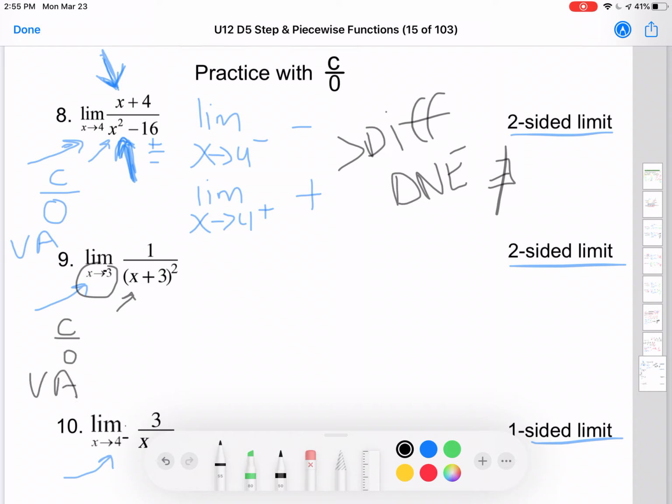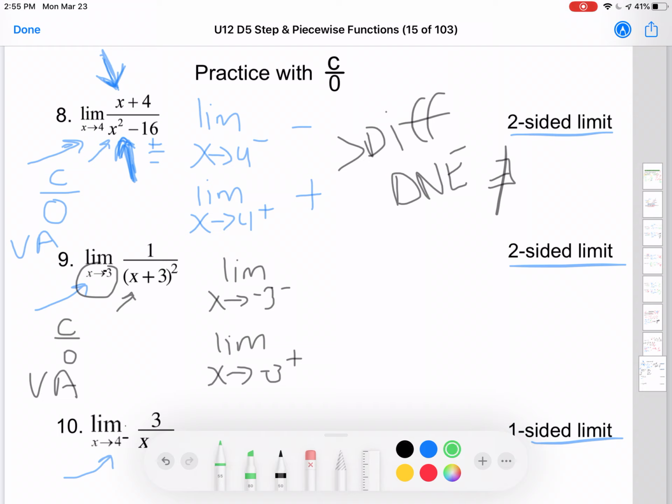There's a vertical asymptote. When this happens, the answer to the question is either going to be positive infinity or negative infinity. Or, I mean, it cannot exist as well. So we have to separate it, and we have to approach from both sides when we have c over 0. So we'll approach negative 3 from the left, and we'll approach negative 3 from the right. Okay, let's check it out.